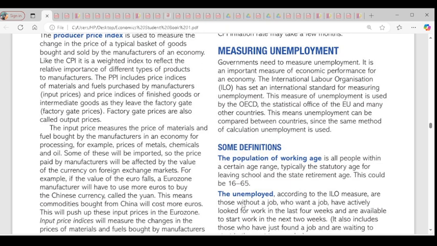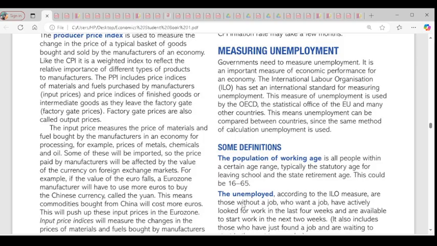Measuring unemployment. Here they wrote: Governments need to measure unemployment because it's an important measure of economic performance of an economy. So it's a measure of how well the economy is doing.